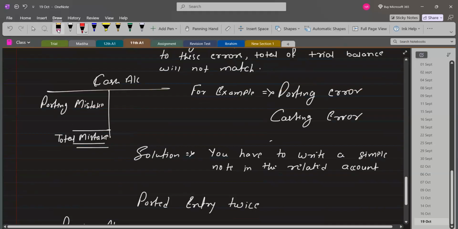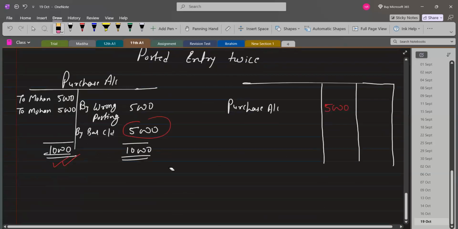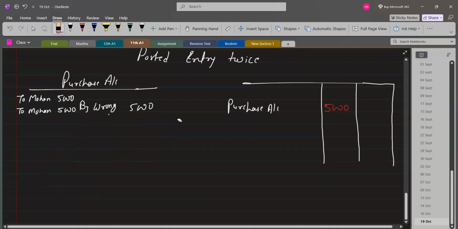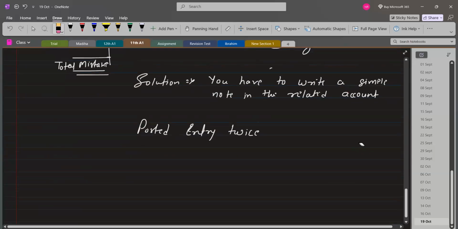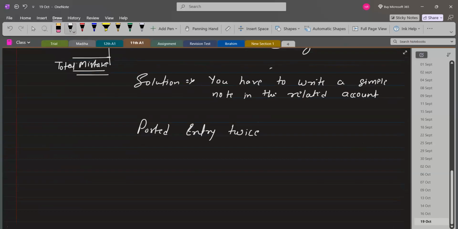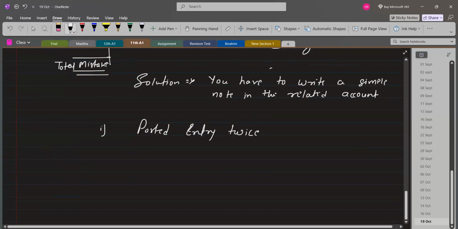Okay. Now, this is the entry related to an entry posted twice. Actually, let me write the solution along with it, so that I can erase it if there is no confusion now. Yes, no problem. Okay. So, entry posted twice: write on the opposite side, the opposite side of the entry, with the same amount.